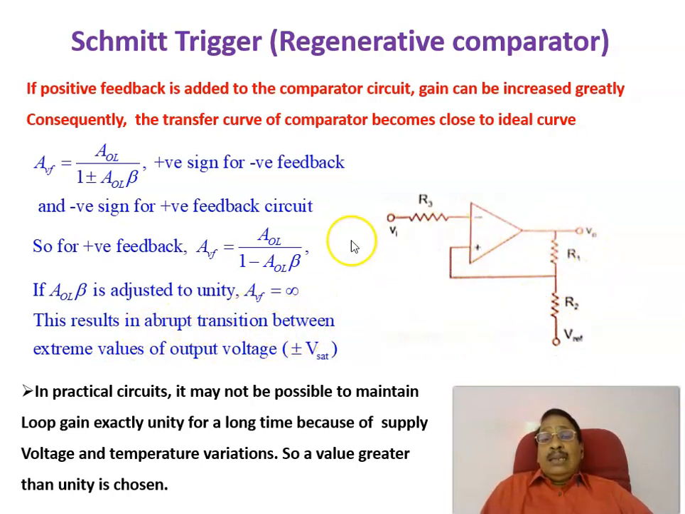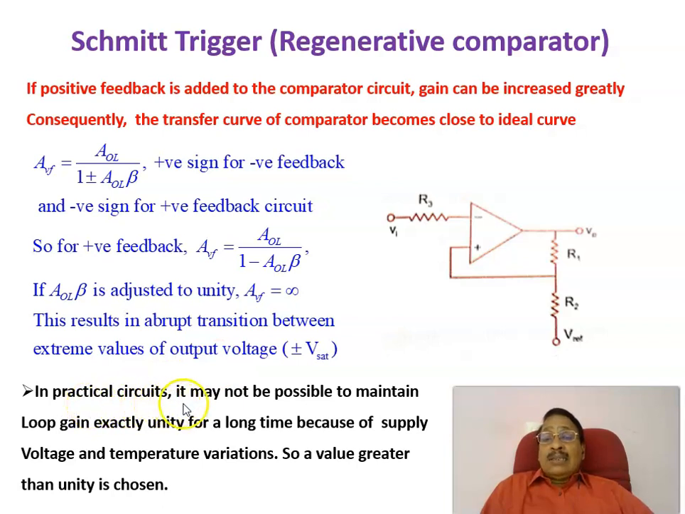That is done by making the closed loop gain into beta. Beta is called the feedback factor, which is equal to R2 divided by R1 plus R2 in this case. If you make the product of AOL into beta equal to unity, then that results in a gain of infinity, or an abrupt transition between the extreme values of plus V sat and minus V sat takes place.